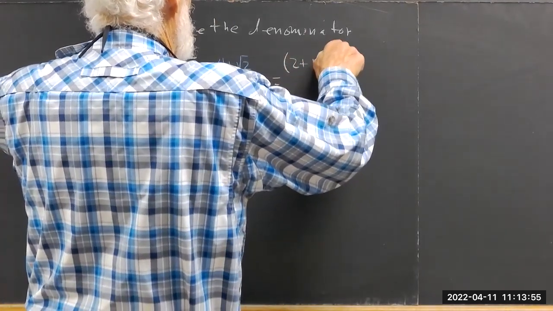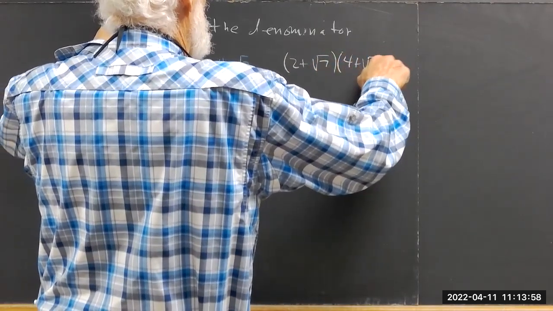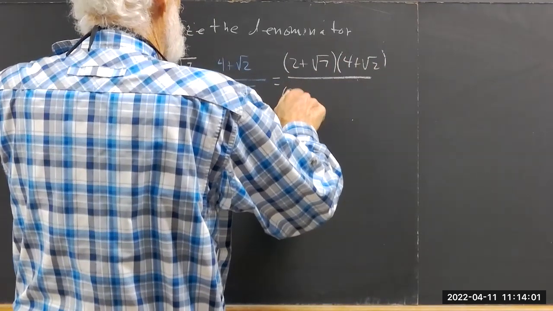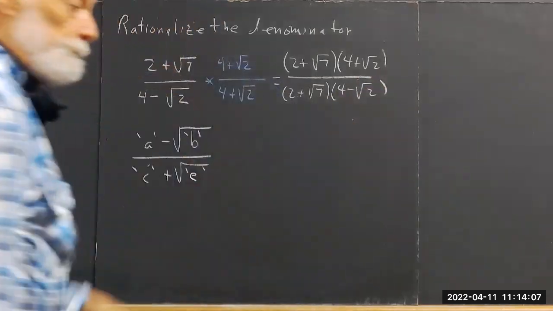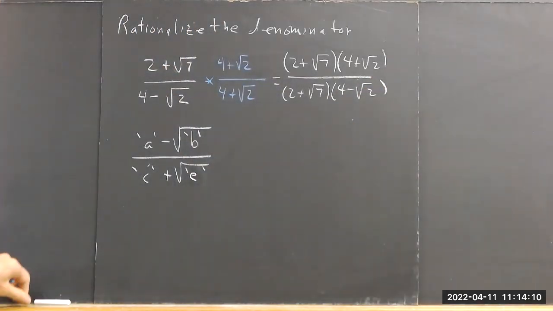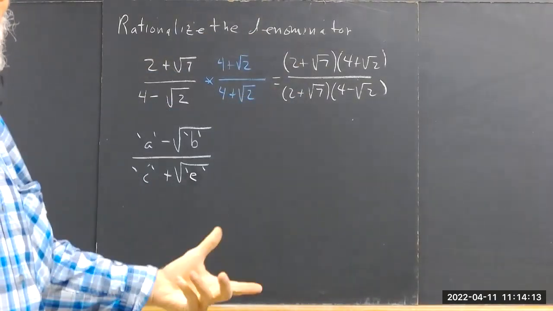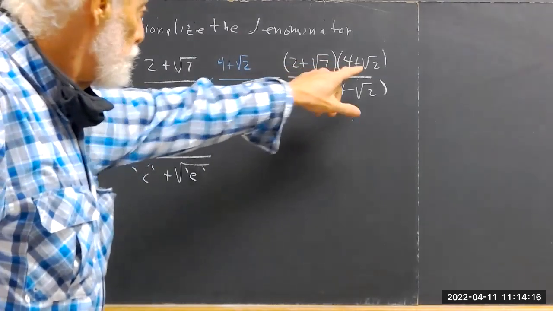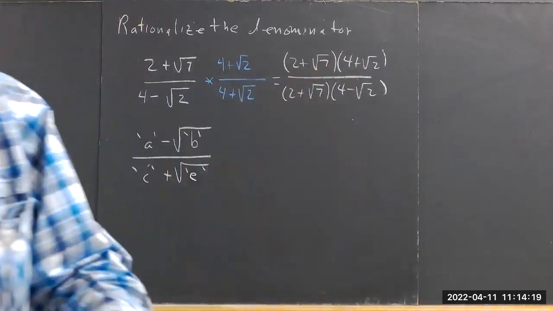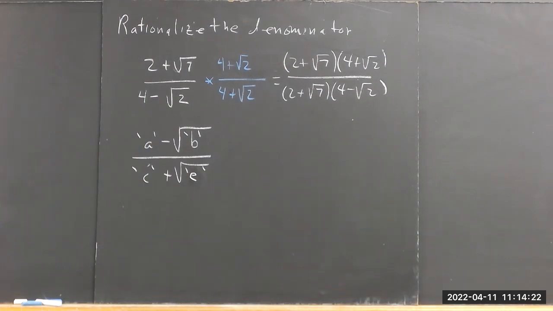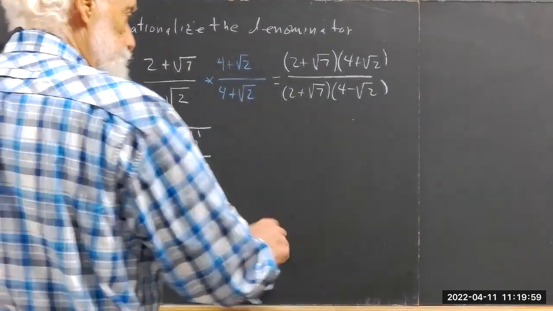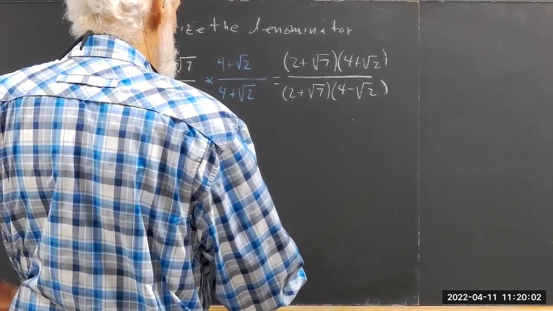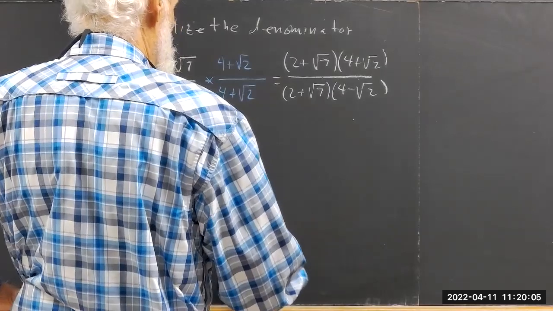2 plus the square root of 7 times 4 plus the square root of 2, divided by 2 plus the square root of 7 times 4 minus the square root of 2. So that's the next step, but then you apply the distributive law, because each of these is an expression that can be evaluated or simplified using the distributive law. Just to illustrate, numerators.